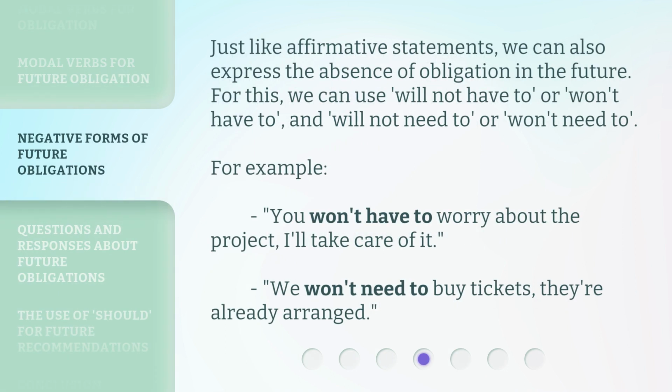Just like affirmative statements, we can also express the absence of obligation in the future. For this, we can use will not have to, or won't have to, and will not need to, or won't need to. For example, you won't have to worry about the project. I'll take care of it. We won't need to buy tickets. They're already arranged.